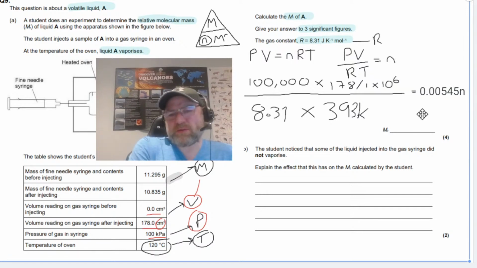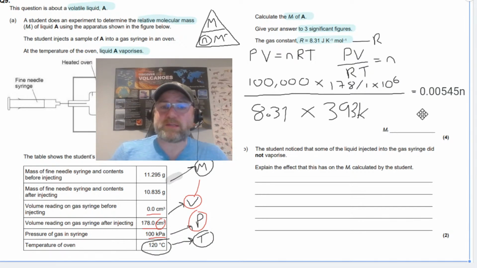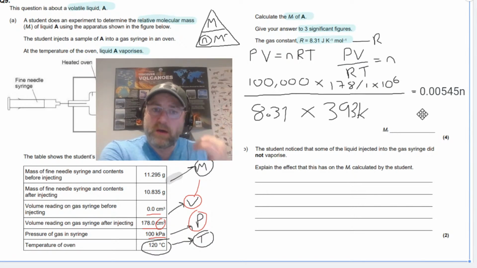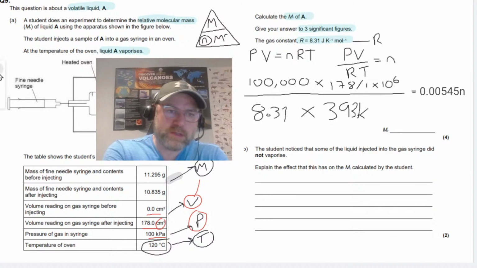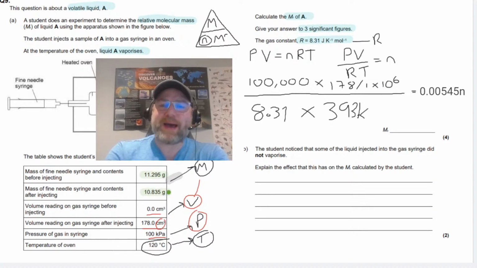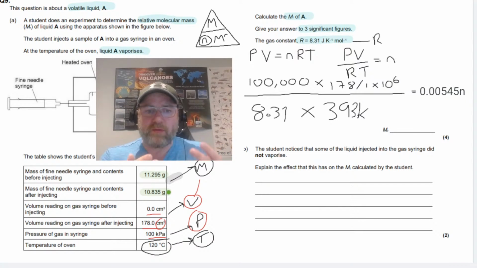So you probably scored yourself 2 marks here. I know, all that work. 1 mark for the equation. Normally you get 1 mark for rearranging the equation and 1 mark for the conversions. They may even give us a third mark for the moles, but we now need to do mass over MR. And look down here, you can work out the mass by taking the initial mass and subtracting the mass after injecting, and we can work out the grams that have gone in.